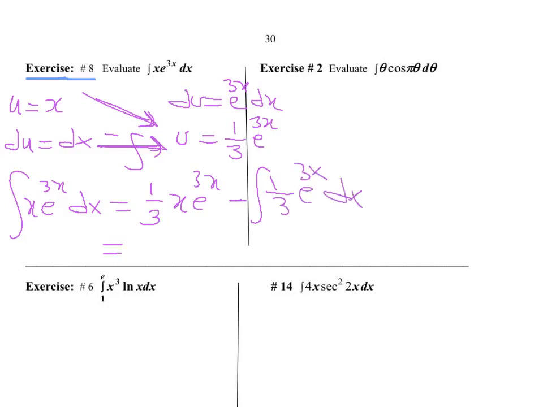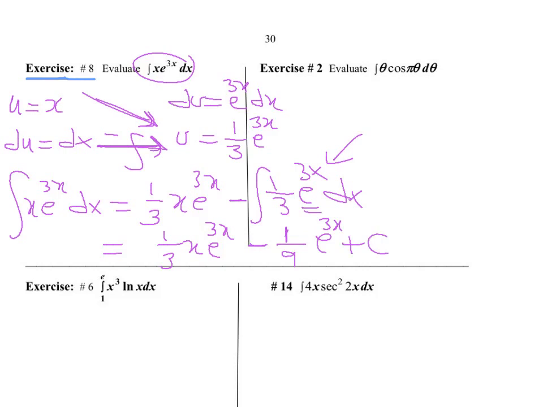You see now this integration is much easier than the first one, and it should become easier. If it becomes more difficult, that means we have taken the wrong choice. This is integration of e^(3x), which is 1/3 e^(3x), because integration of e^(3x) is a third of e^(3x) plus c.